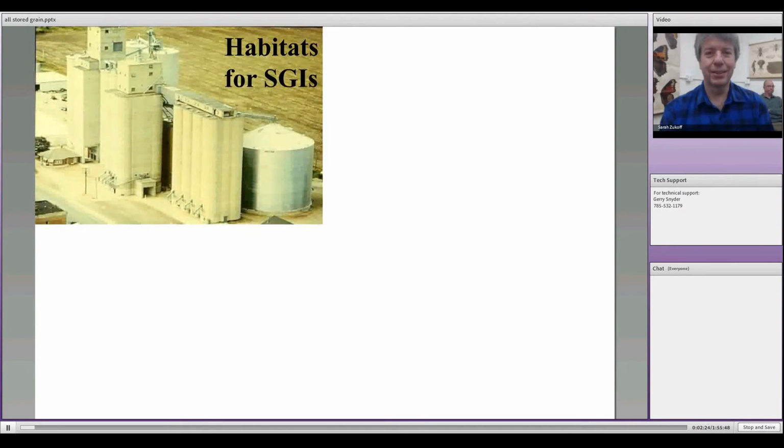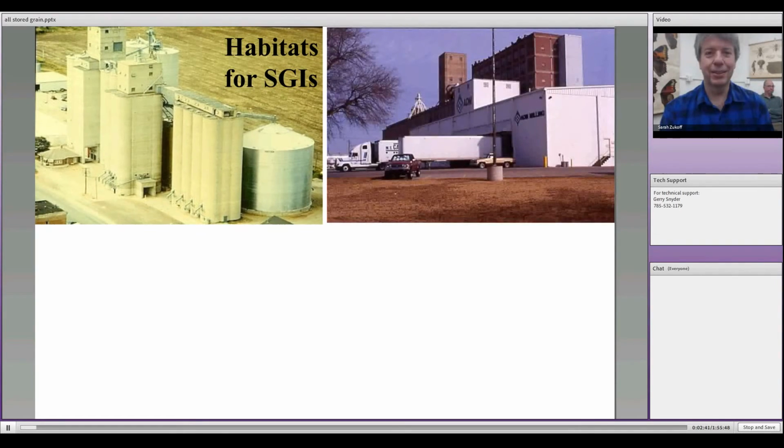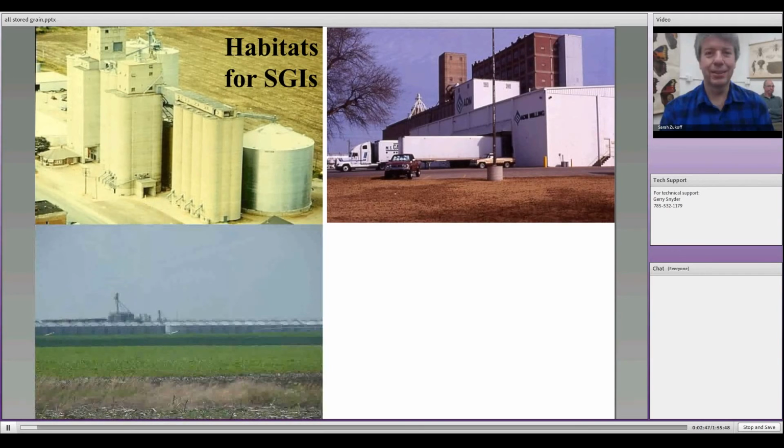So where do these things live? One of the targets for this webinar are people who manage grain and storage. This is a fairly large size regional elevator. The same insects we're talking about will be found in this facility, also in something like a flour mill. You'll get some subset of the group of pest insects.